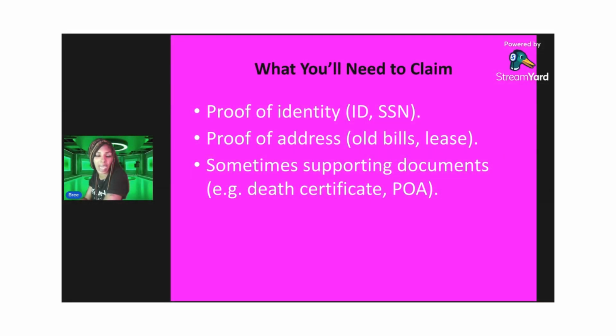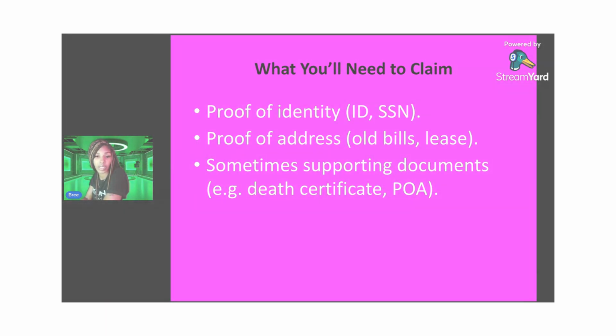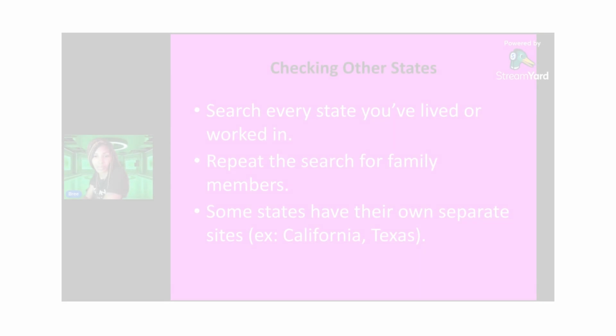Once it finds that match, and if it is actually you, you're going to get an email. In that email, it's going to ask you for proof of identity, like your social security number and your ID. It's going to need proof of your old address and your current address, and that can be an old bill, a lease, etc. It's going to let you know everything that you need in that email as well, and it's also going to have some supporting documents.